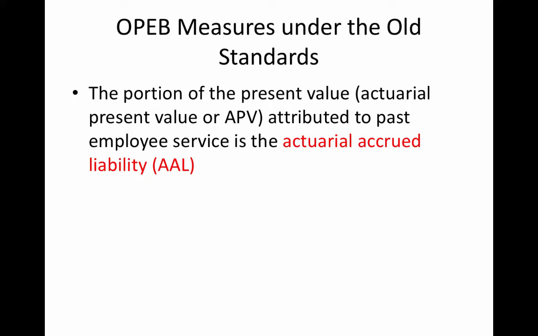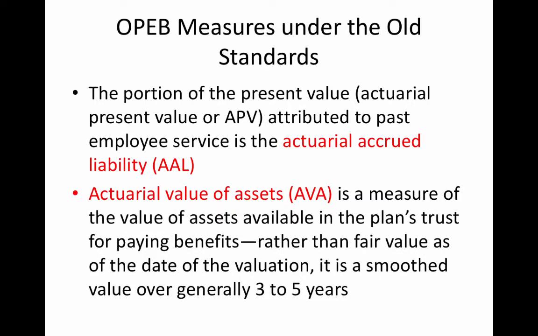And that total pension liability, the amount of the actuarial present value attributed to past periods, was called the actuarial accrued liability, or AAL. Rather than fiduciary net position, governments reported something called the actuarial value of assets, which was a smoothed value, generally over a 3 to 5 year period. So rather than being what the actual fair value of the plan's assets were as of the date that the liability was measured, it introduces the annual increases and decreases in the value of the plan's assets gradually, and for most governments it's somewhere between 3 and 5 years.